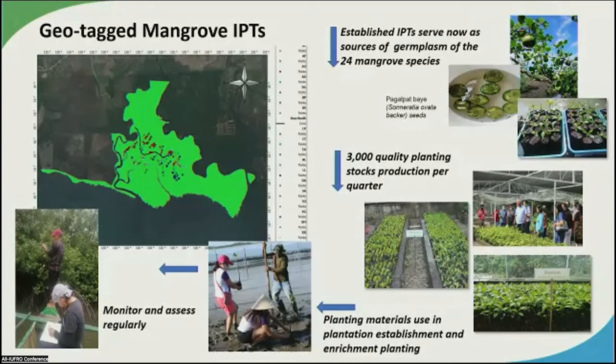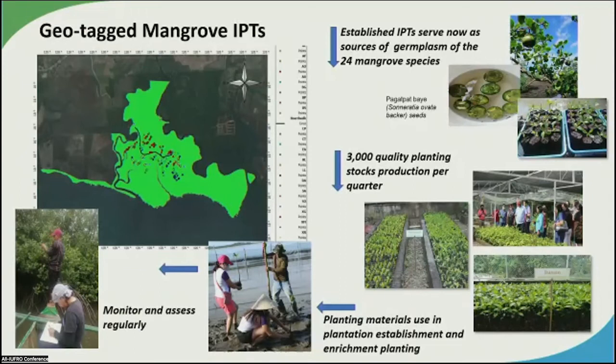So every quarter, we have a target of 3,000 planting materials of mangrove. So yearly, we have around 12,000. So those planting materials were then raised in our nursery. We have a nursery in our area that can accommodate 15,000 planting stocks.